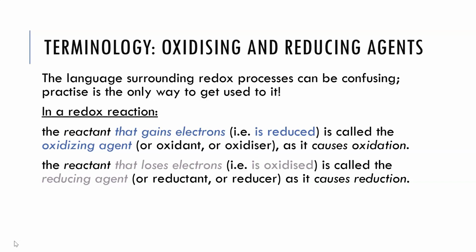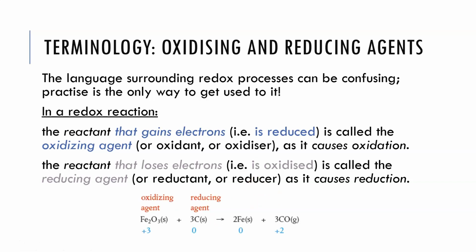The reactant that gains electrons is reduced, remembering reduction is gain, from our OIL RIG, and it's called the oxidizing agent. It is the thing that facilitates oxidation in another species. The reactant that loses electrons is oxidized and is called the reducing agent or reductant because it causes reduction in the thing to which it is giving its electrons.